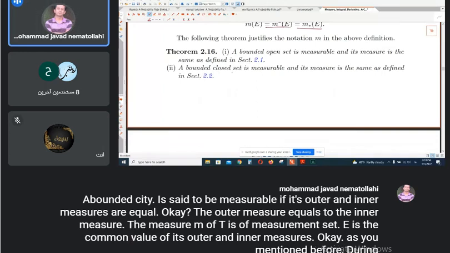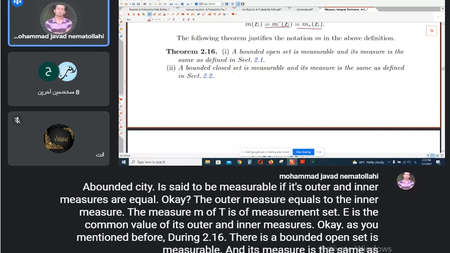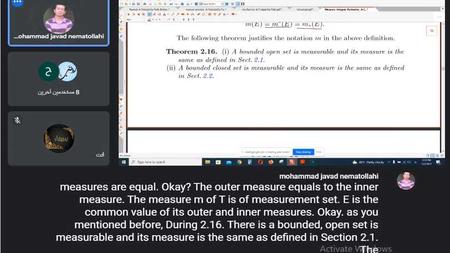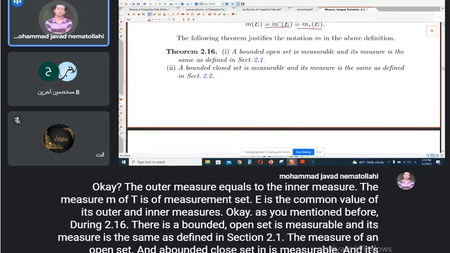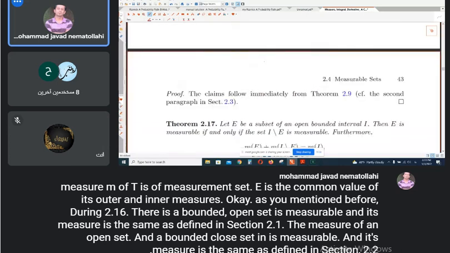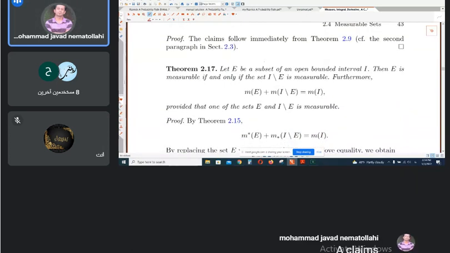Theorem 2.16: A bounded open set is measurable and its measure is the same as defined in section 2.1, the measure of an open set, and a bounded closed set is measurable and its measure is the same as defined in section 2.2. The claims follow immediately from some theorem in the previous section.